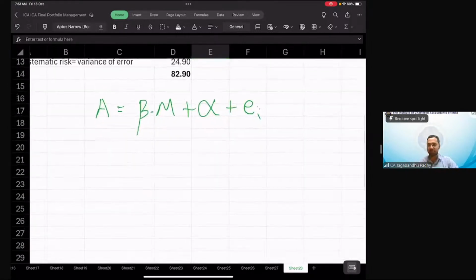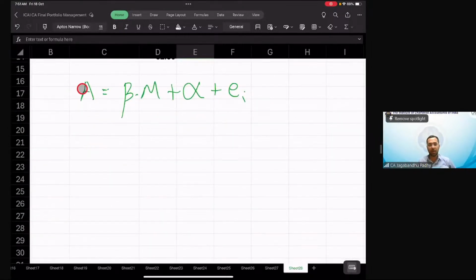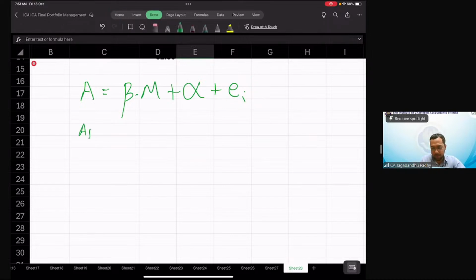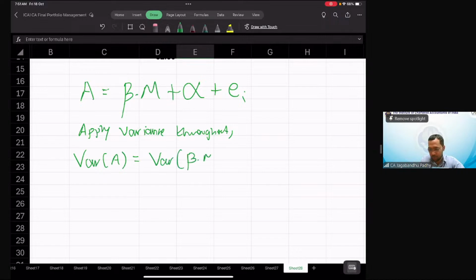Now, coming to this model, guys, security return A is beta into the market return plus alpha plus error term. Now, Sharpe says, do one thing, apply variance throughout. So instead of A, take variance of A is equal to variance of beta into market, variance of alpha, and variance of the error term.